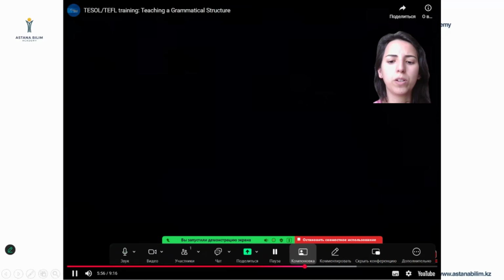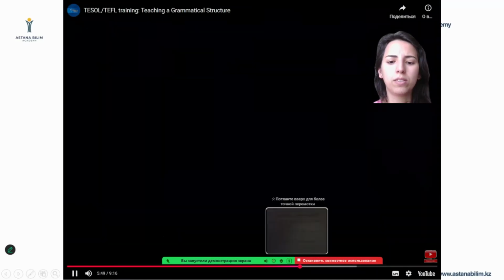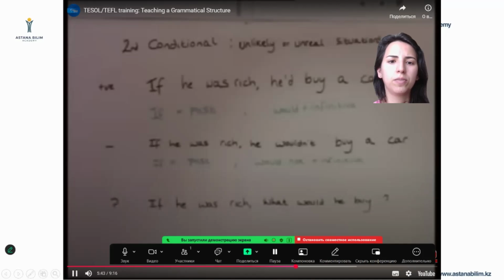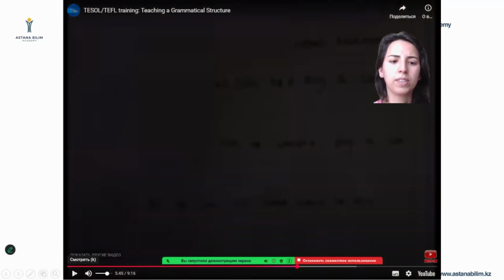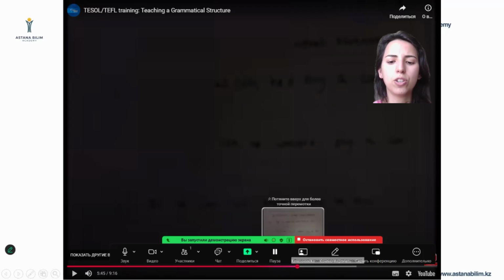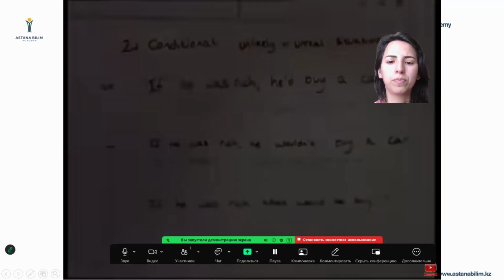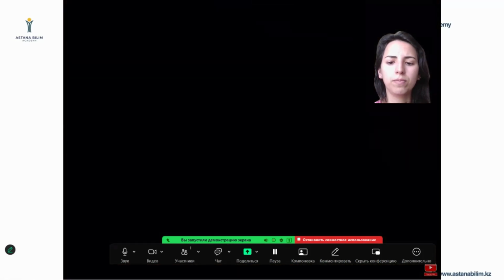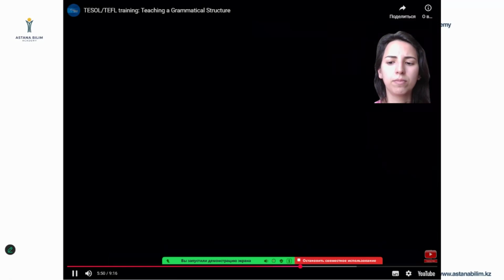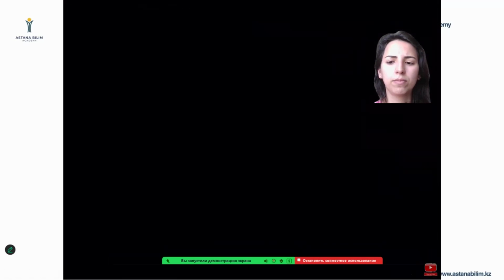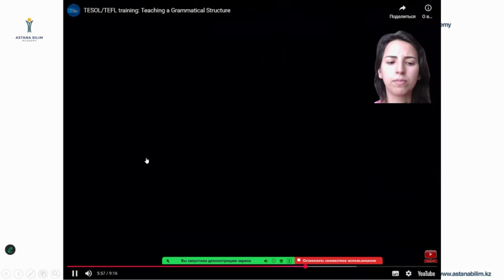So you see the structure here, with controlled and free practice, and we use it to express unreal or unlikely situations or dreams. So you see here, the teacher gives a summary on the board. This is the form. We've concluded the presentation of the structure and ensured that students are comfortable with the form and meaning. Now we'll go on to practice the structure with controlled and free practice activities.